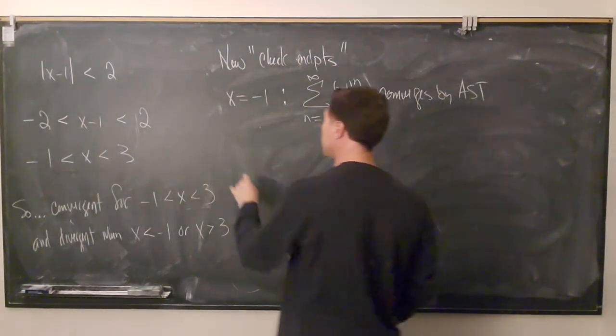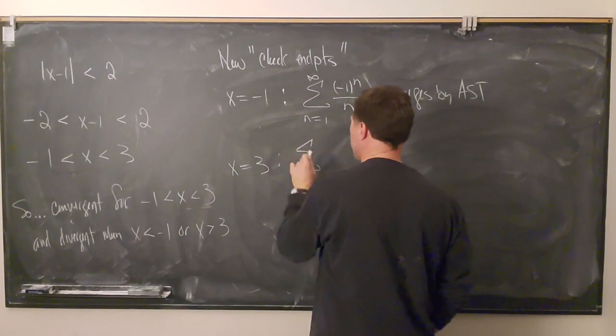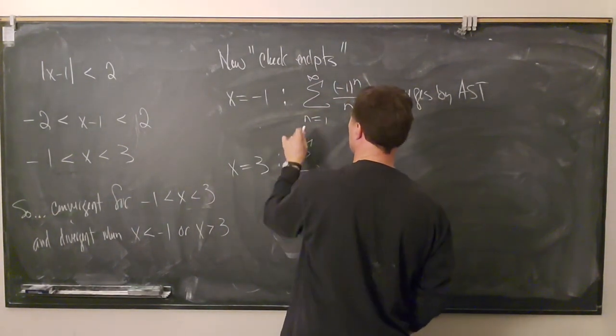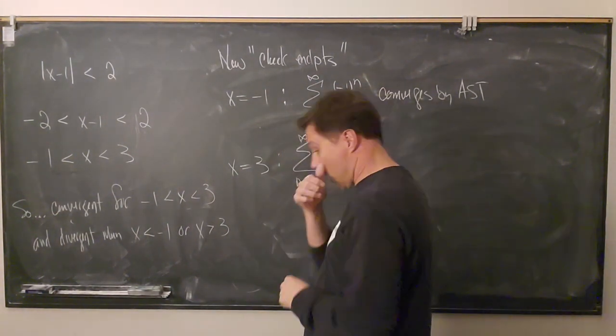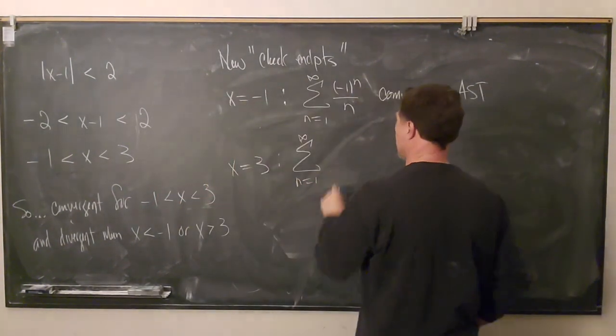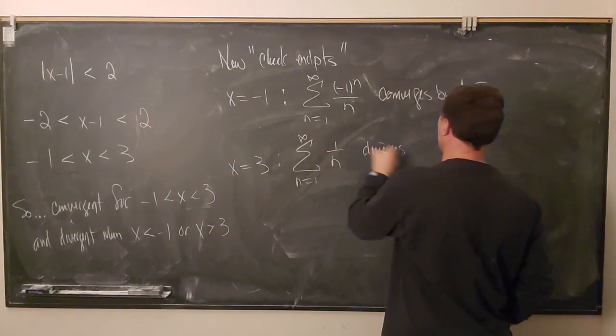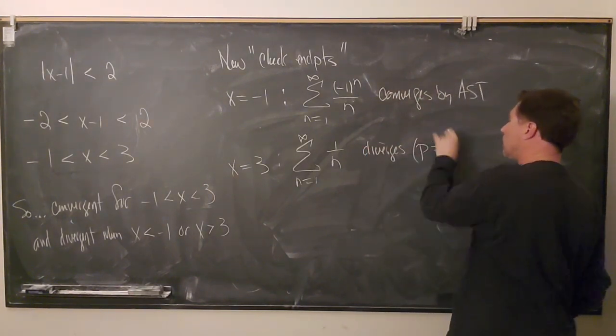If x equals 3, let's see, if I plug a 3 in there, what we saw, right, so plug 3 into that power series, and what we'll get is the sum of 1 over n, and that diverges, right? That's with p equals 1.